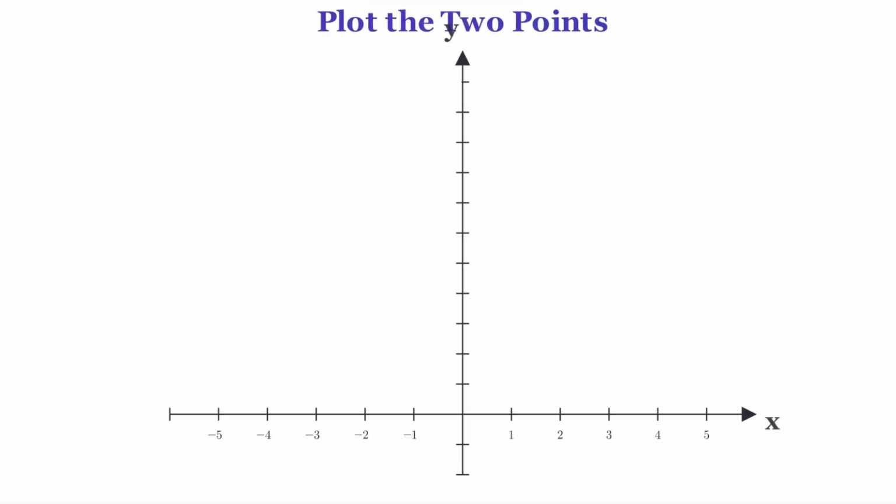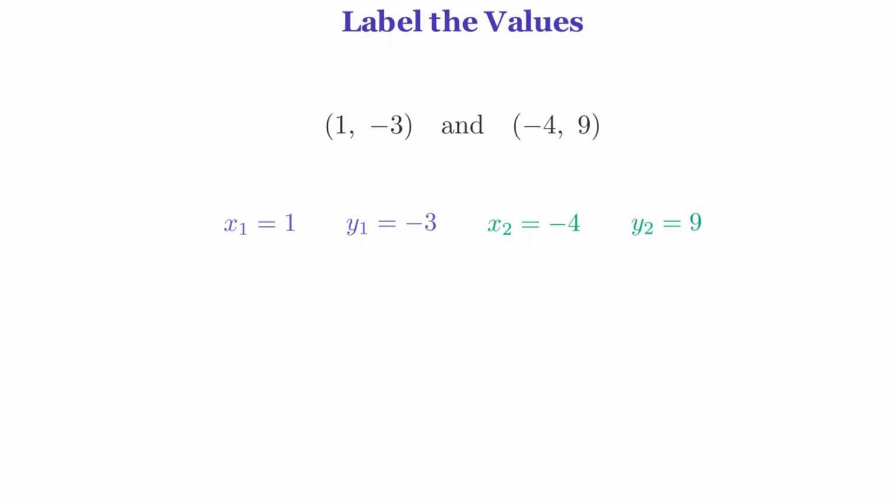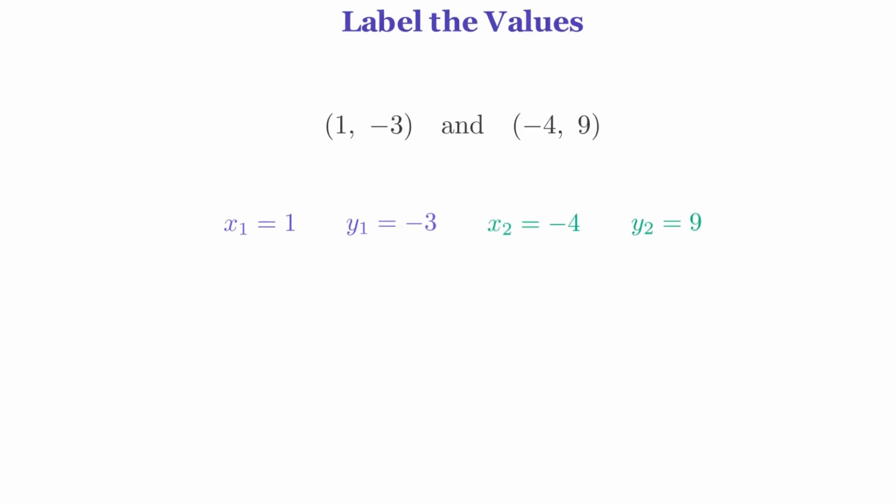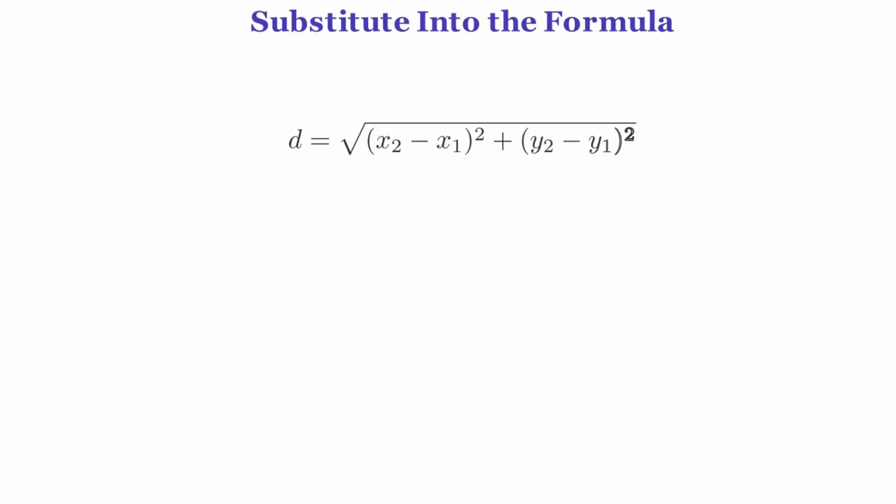Our 2 points are (1, -3) and (-4, 9). The first thing we do is label our values. From the first point, x1 equals 1, and y1 equals -3. From the second point, x2 equals -4, and y2 equals 9. Now we substitute into the formula.